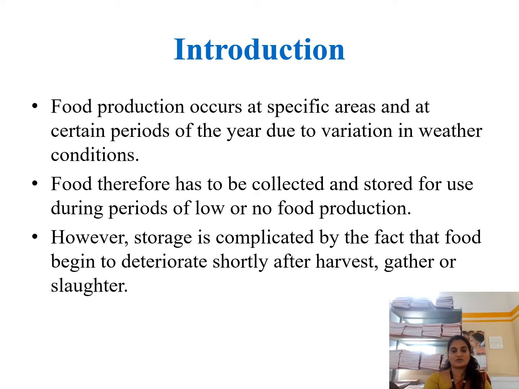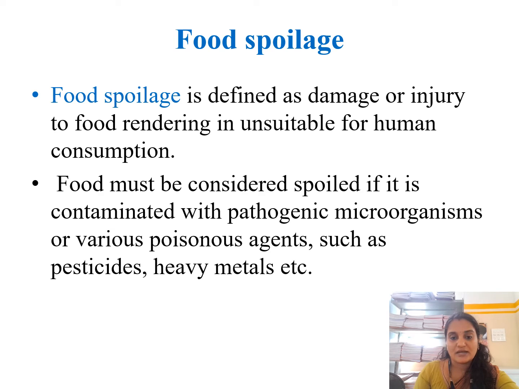However, storage is complicated by the fact that food begins to deteriorate shortly after harvest, gathering, or slaughter. We know that some food items are very complicated to store because they have a very short shelf life, so storing food items is a complicating process. Food spoilage is defined as damage or injury to food rendering it unsuitable for human consumption. Food must be considered spoiled if it is contaminated with pathogenic microorganisms or various poisonous agents such as pesticides and heavy metals, and some other factors may also cause food spoilage, making it unsuitable for human consumption.